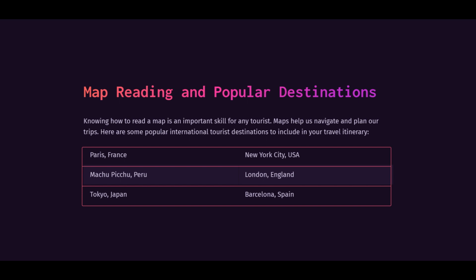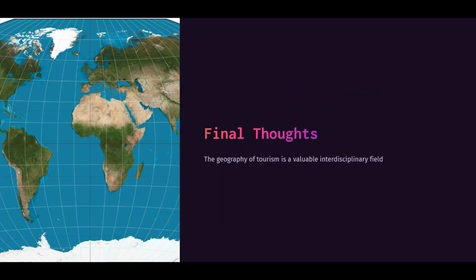Paris, France. New York City, USA. Machu Picchu, Peru. London, England. Tokyo, Japan. Barcelona, Spain. Final thoughts. The geography of tourism is a valuable interdisciplinary field.